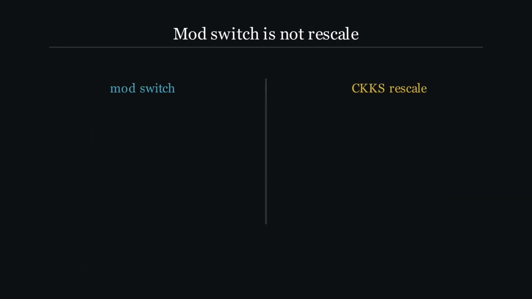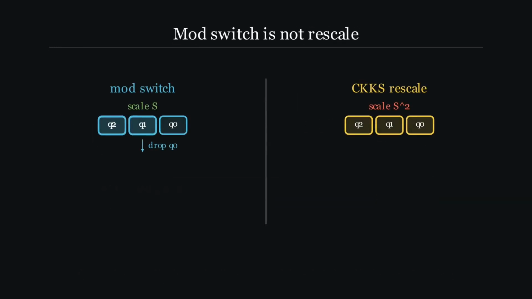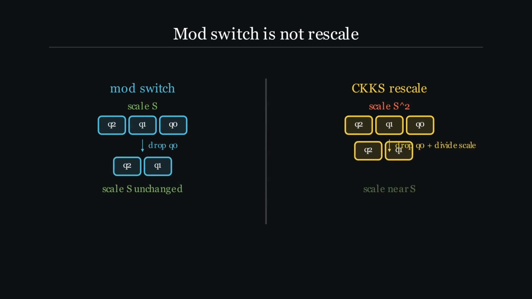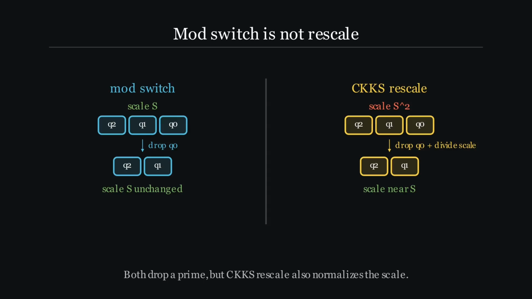Modulus switching and CKKS rescaling both remove an active prime, but the side-by-side animation shows why they are not identical. On the left, mod switch drops the final blue block while the displayed scale remains S. On the right, rescale drops the corresponding yellow block and changes a scale near S squared back toward S.